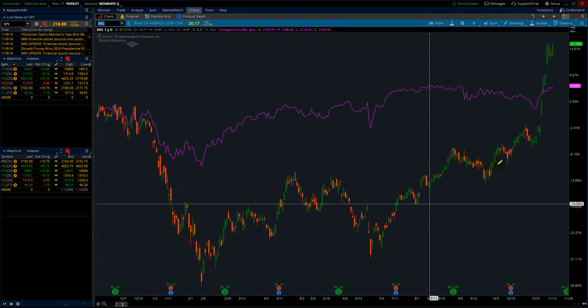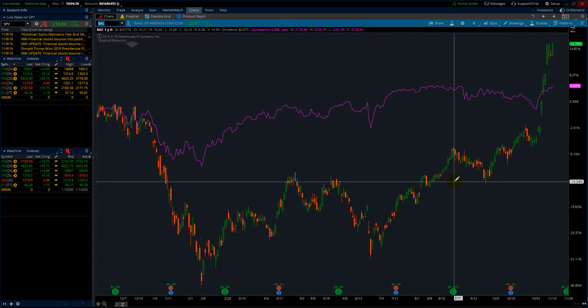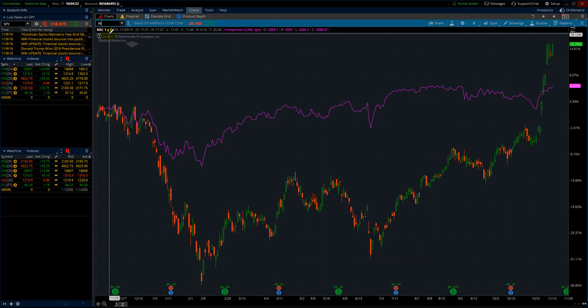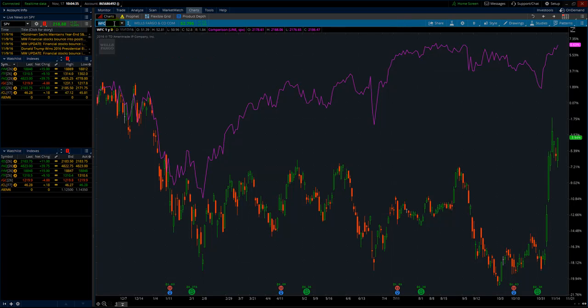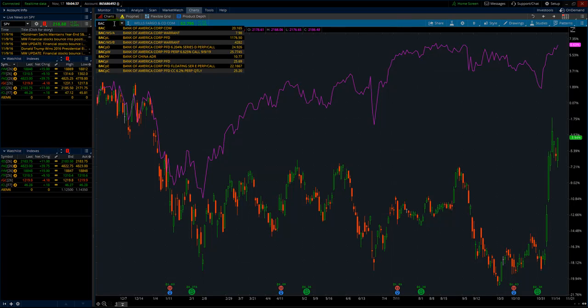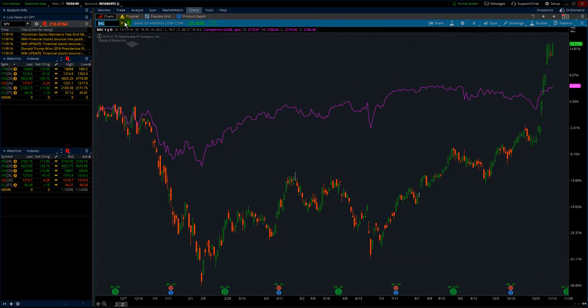For instance, Bank of America, right? That looked even better, in an uptrend, right? WFC, if you look at it, it's in a downtrend. I would have probably not traded it because there are better opportunities to trade over WFC.